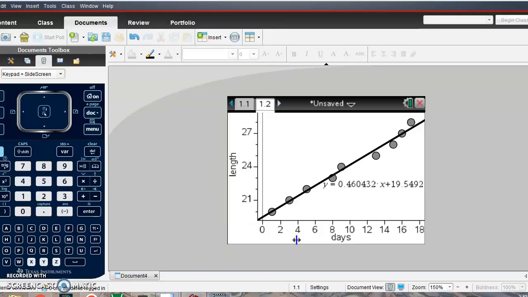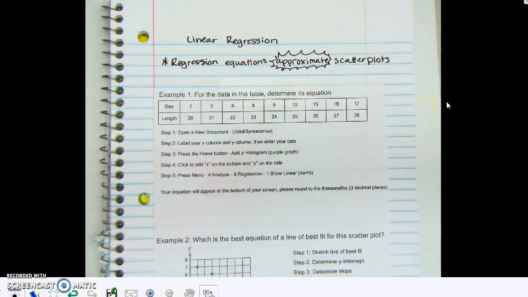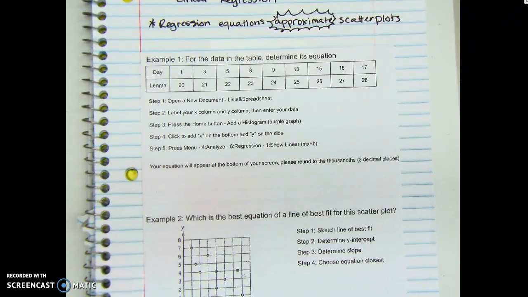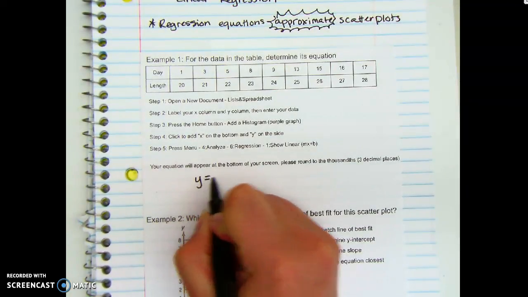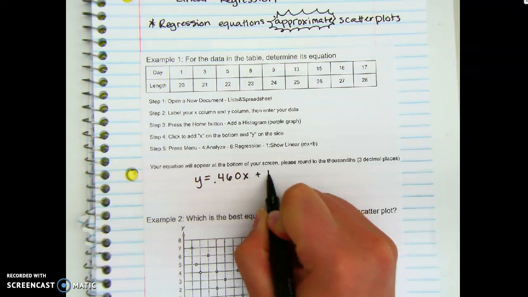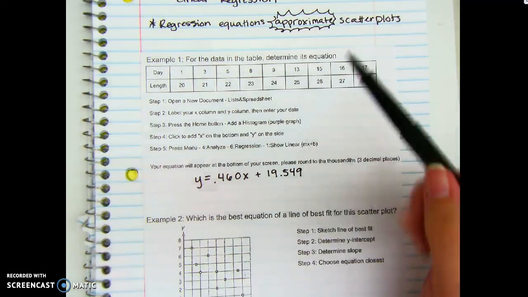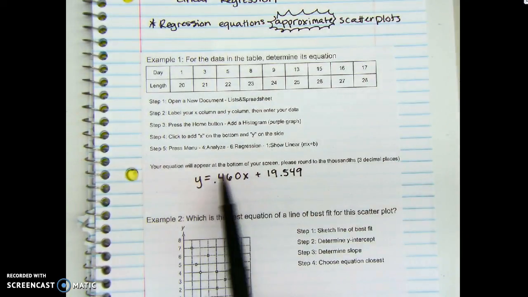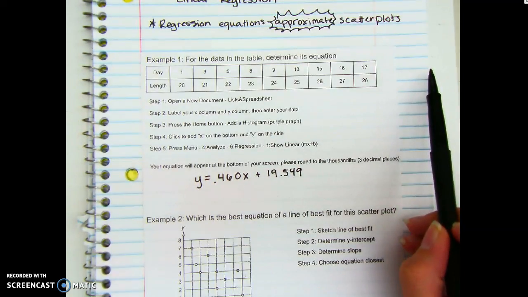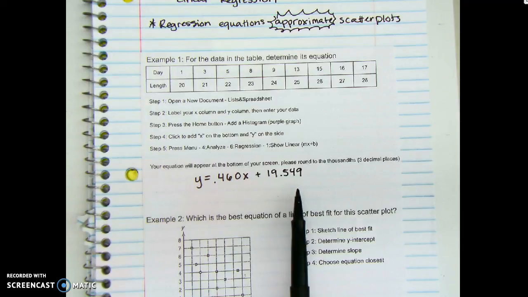So now we're going to go back to our paper, and we're going to record what our linear regression was that you saw on your calculator. It still should be listed with your graph. We're going to round to the thousandths, so it's going to turn out to be y equals 0.460x plus 19.549. So in the future, if you just had these data points and then you created your linear regression, you can make claims about a day 18, a day 19 if you want, to be able to predict the future and see what the potential length is going to be of whatever this is.